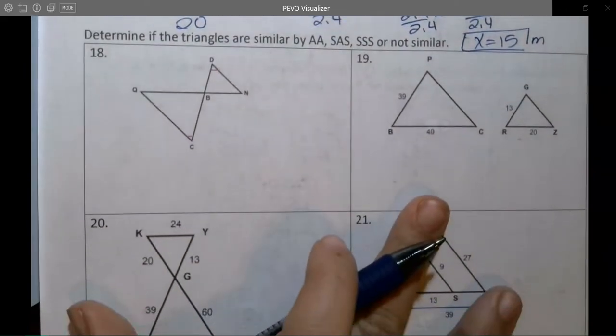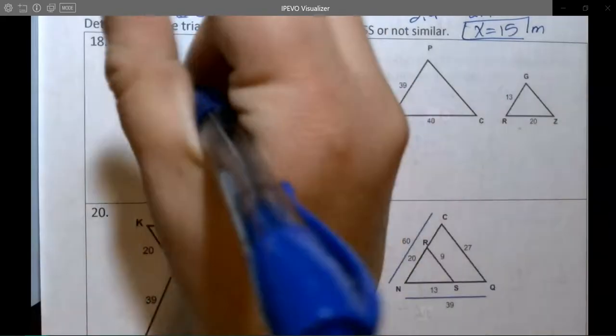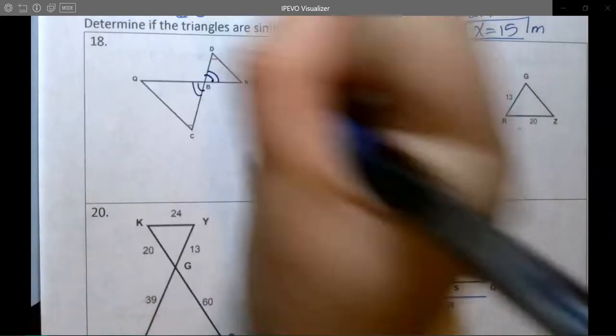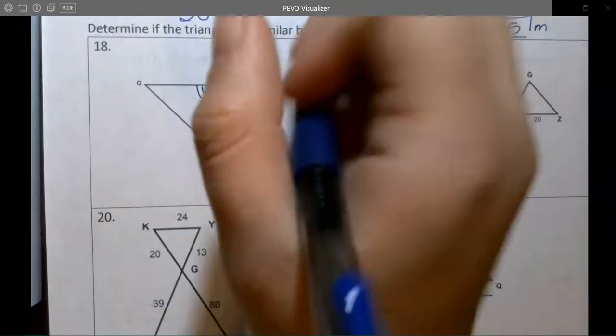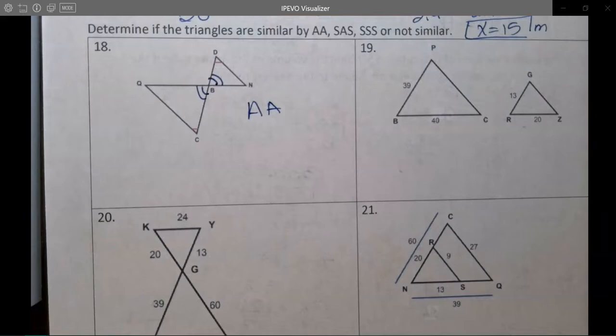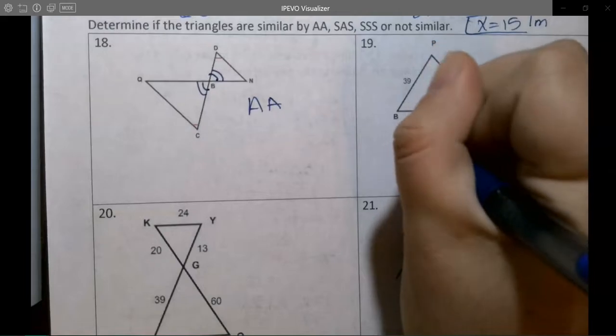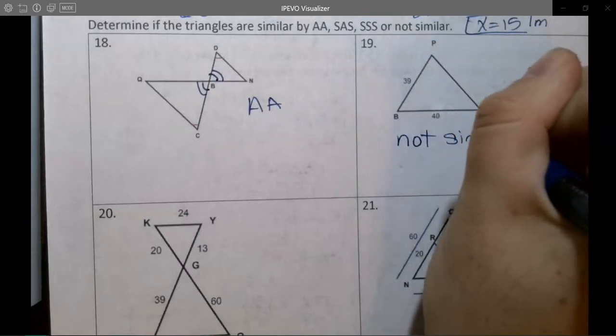Alright, my last four problems are asking me to decide if the triangles are similar by AA, side angle angle, side side side, or not similar at all. If I take a look at number 18, I have two labeled angles, and then because this is a bow tie picture, these two angles are congruent by vertical angles. So this one is similar by AA. Number 19, I only have two sides. I don't have any angles. This one is not similar because I don't have enough information.